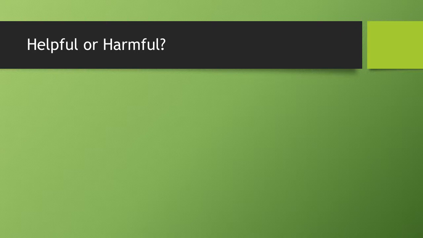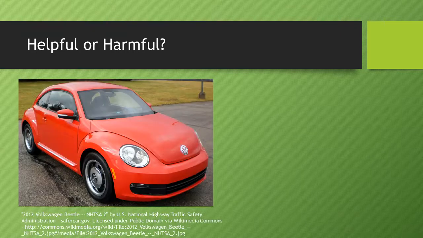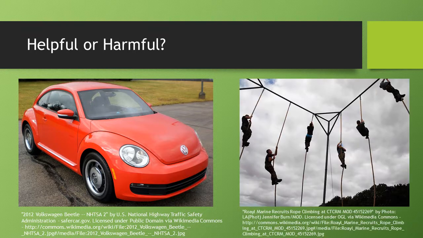Friction can sometimes be helpful and sometimes harmful. For example, this car relies on the friction between the tyres and the ground to get its grip to move forwards. In a similar fashion, these people are using the friction between their hands and the rope to climb up. However, if they were to slide down that rope, then the friction between their hands and the rope would burn their hands, and that's obviously an unhelpful example of friction.